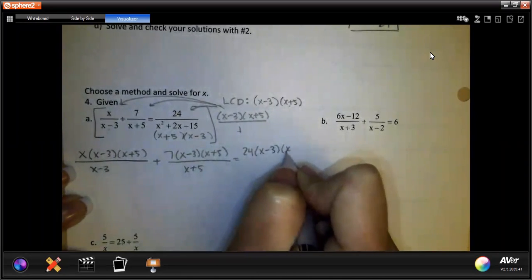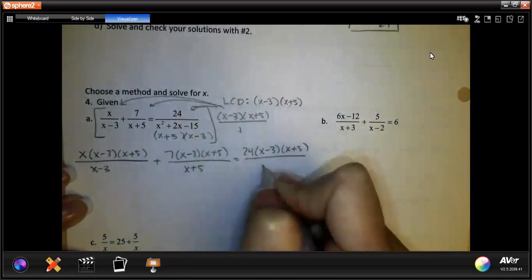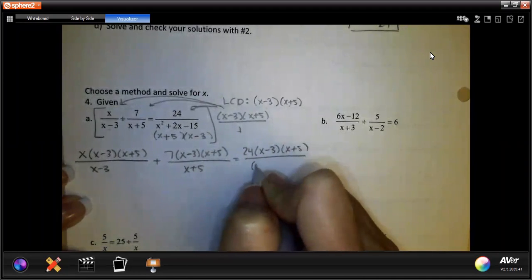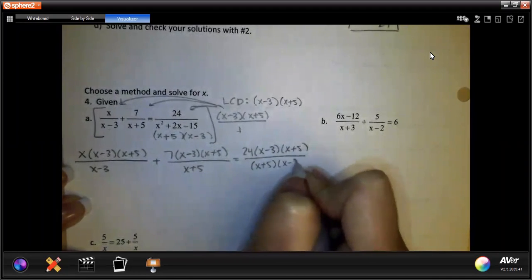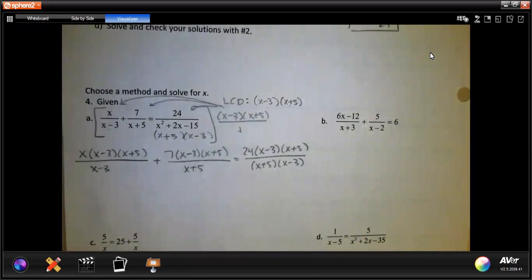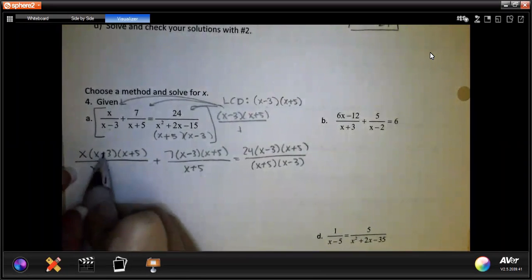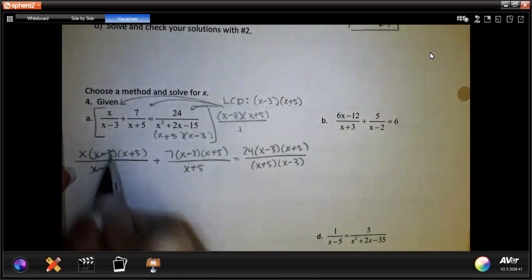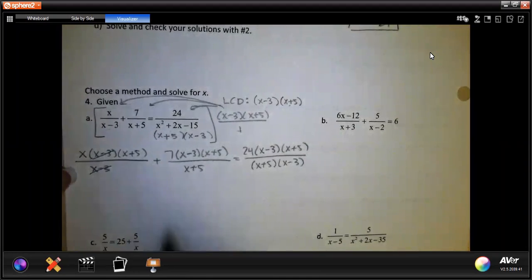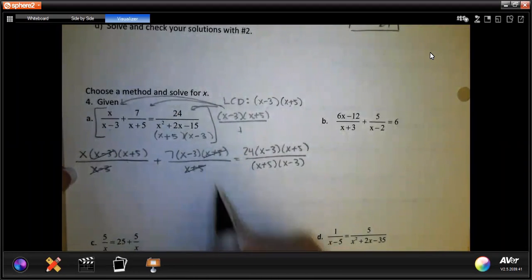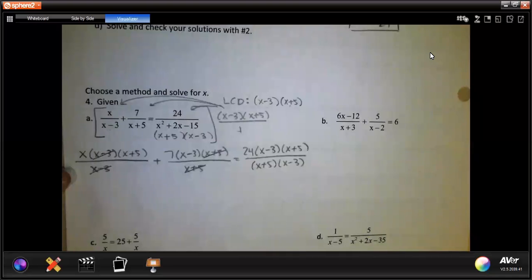We usually don't write the whole thing out, so we'll get used to not writing it out. But I want to show you what's going on here. So I am writing the whole thing out just so you can see it. So the x minus 3's cancel out. You've got 1 in the numerator, 1 in the denominator. The x plus 5's cancel out here. You've got 1 in the numerator, 1 in the denominator.